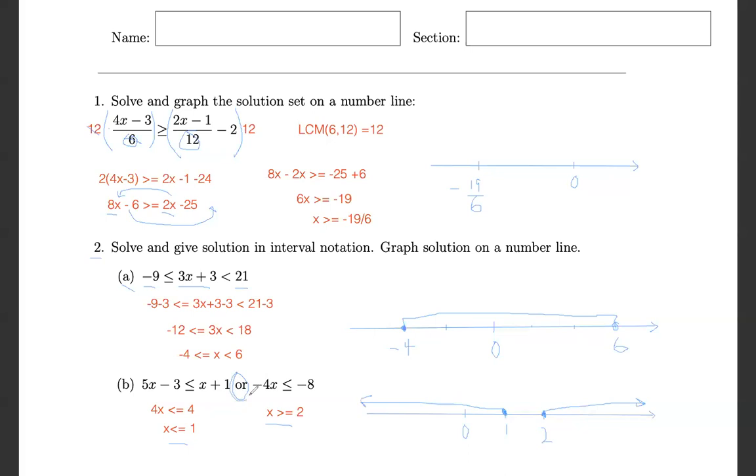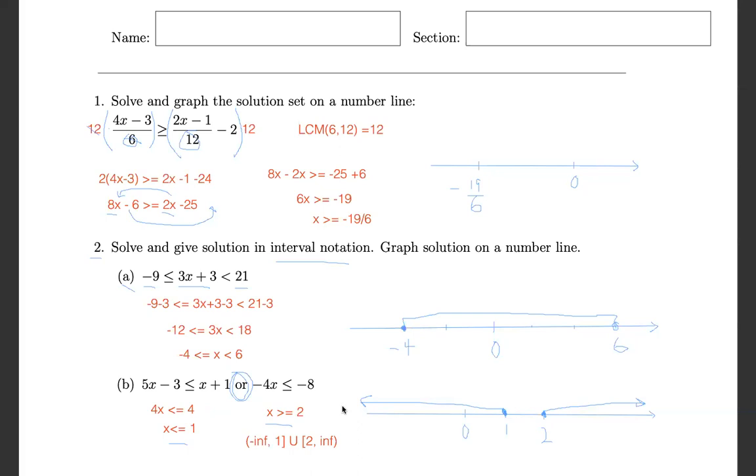But this is an OR. So how do I do it? I want to write in interval notation. So I write it this way: negative infinity up to 1, including 1, union from 2, including 2, up to positive infinity.